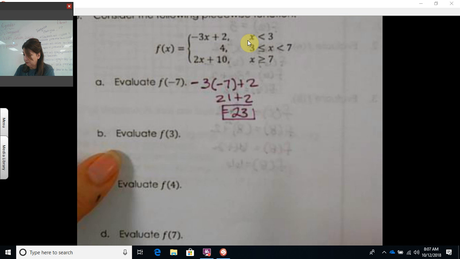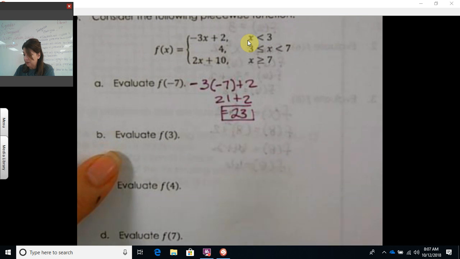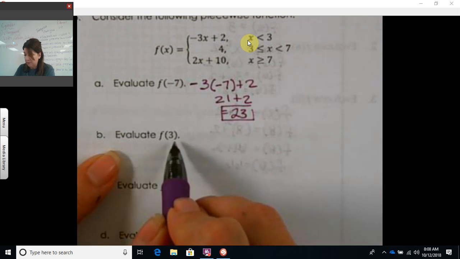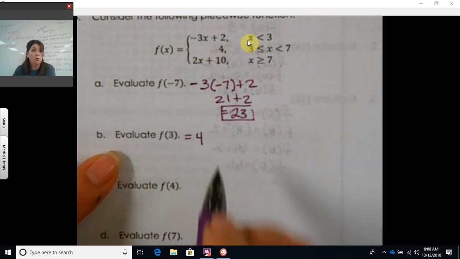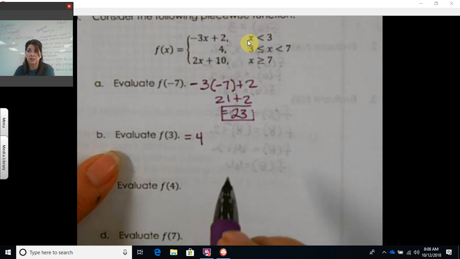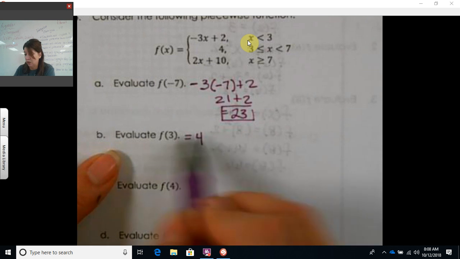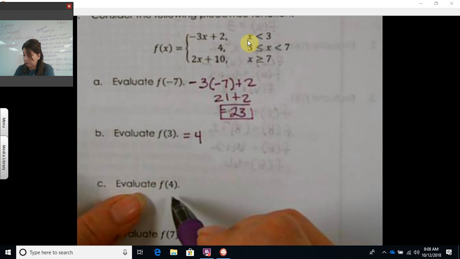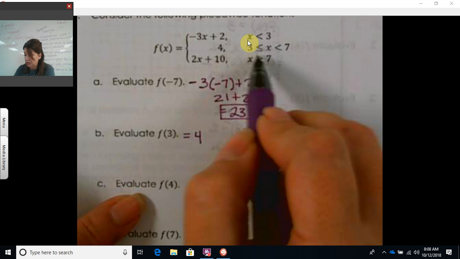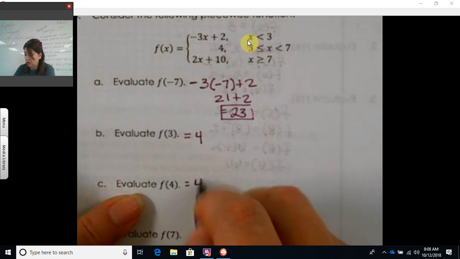The middle one. So if my input is 3, my output is 4. It's just an ordered pair. Okay, that's all it is. Don't let that confuse you. You don't have to do any math. When x is 3, y is 4. What about when x is 4? Y is 4. Okay, same thing. That's just another ordered pair on the graph.